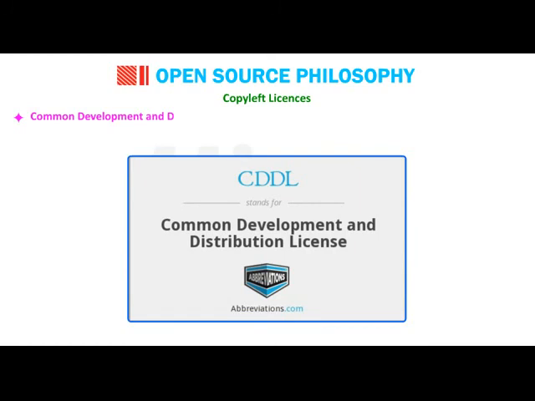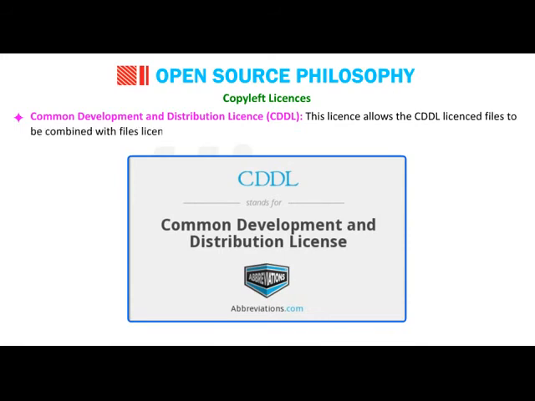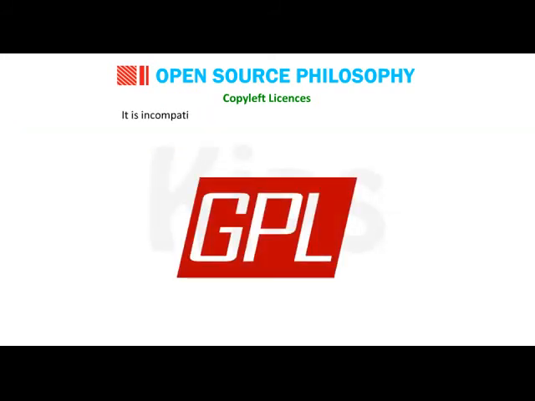Common Development and Distribution License (CDDL). This license allows the CDDL license files to be combined with the files licensed under other licenses, whether open source or proprietary. It is incompatible with the GNU General Public License (GPL).